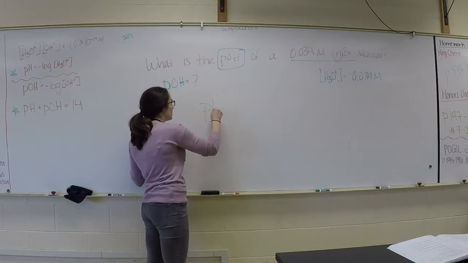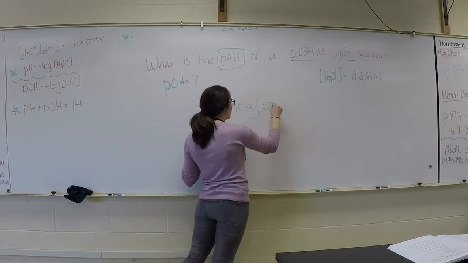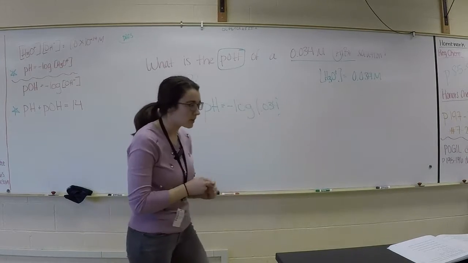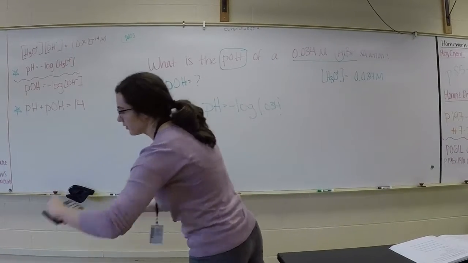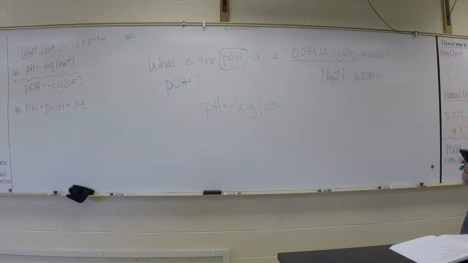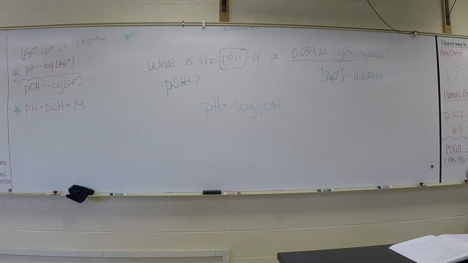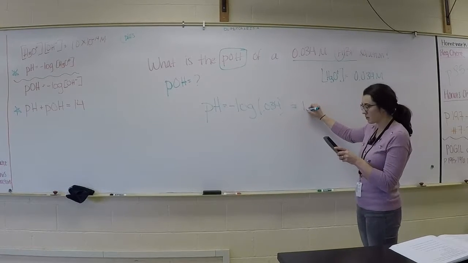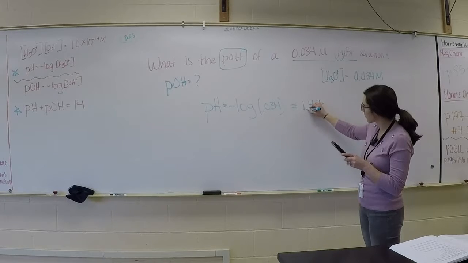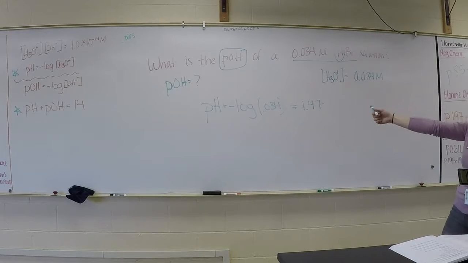Okay. So pH equals negative log of this. So plug that in if you didn't already solve it. So what did you get for your pH? 1.47. I'm going to leave it to 2 after the decimal. Now, is that our final answer? No, because we're looking for pOH.